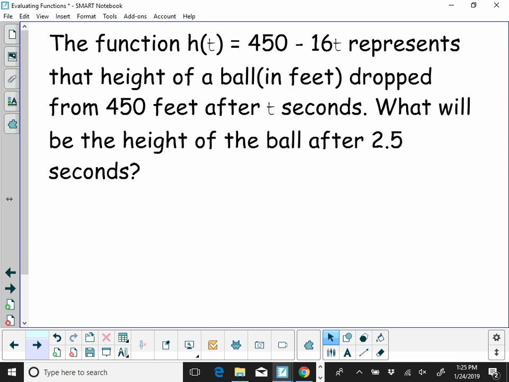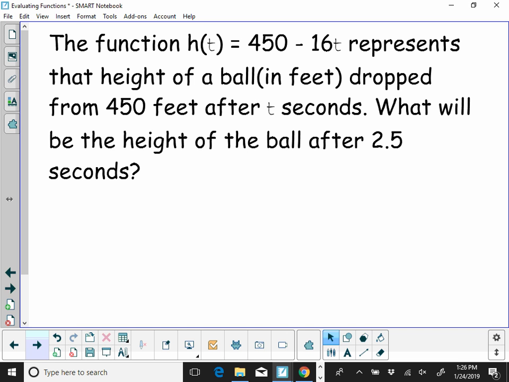Okay? The function h of t equals 450 minus 16t represents the height of a ball in feet that's dropped from 450 feet after t seconds. Y'all listen to me carefully. When you see word problems on your EOC, the majority of the time, half of the words in the problem are just telling you what the equation means. Okay? This whole first sentence is just saying this equation means these things. That's all it's saying. Okay?